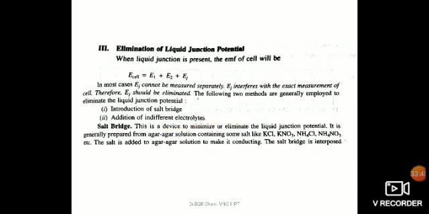Salt bridge, we are using it. What does the salt bridge mean? This is a device to minimize or eliminate the liquid junction potential, and it is generally prepared from agar-agar solution containing some salt like KCl, KNO3, NH4Cl, NH4NO3, etc. The salt is added to the agar-agar solution to make it conducting. The salt bridge is interposed here, and by the addition of indifferent electrolytes also we can eliminate the liquid junction potential. So here, by using a salt bridge we can eliminate the liquid junction potential.